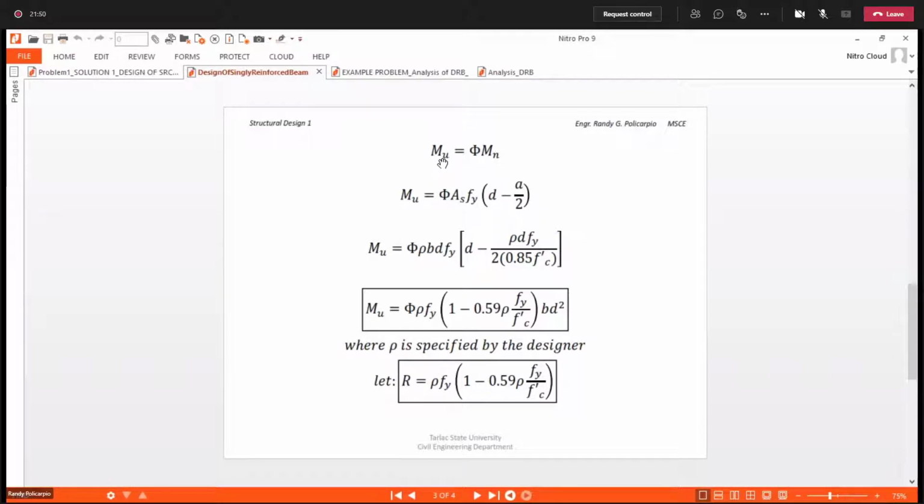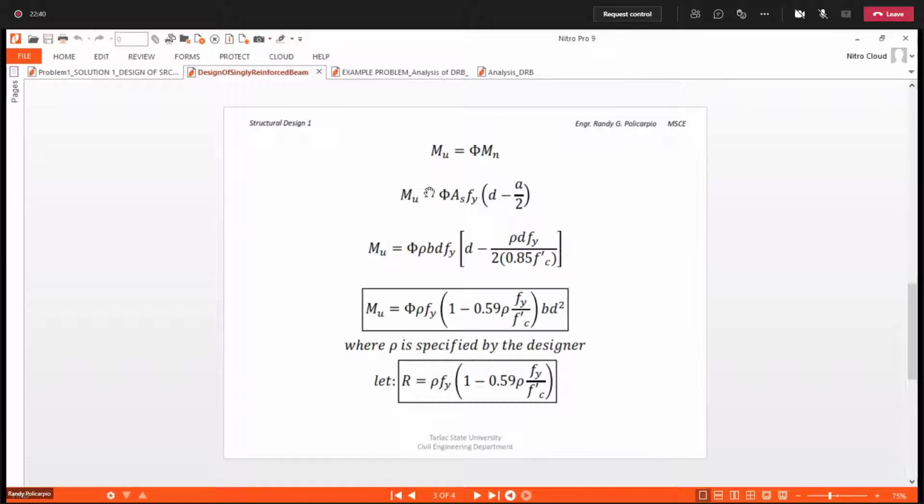The design moment, which is based from your factored load, and your moment capacity. So phi Mn is your design moment strength, or this is your strength capacity of the beam. So we're going to equate the two. So when you analyze, your phi Mn must be greater than or equal to Mu. Okay, yun ang condition para masabi mong safe yung beam mo. But here in the design, we're going to equate them. So our phi Mn is equal to phi As fy multiplied by d minus a/2.